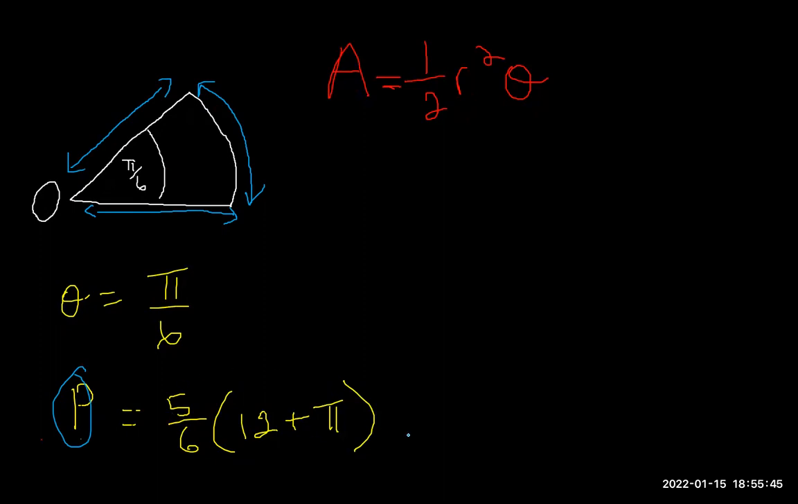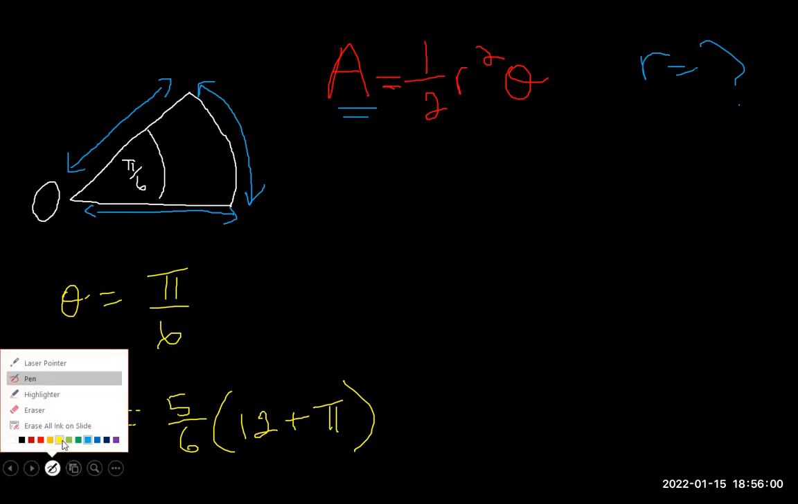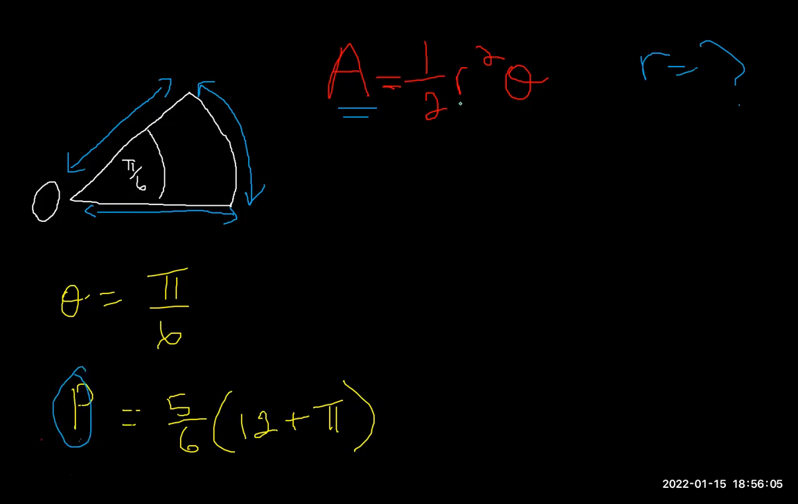We don't want to find the perimeter. We're interested in finding the area. But we can't find the area because we don't have a value for r. We need to find our value for r. That's the only way we'll be able to find the area of the sector. So how exactly do we go about finding this value? Well, I know that my perimeter is 5 on 6 by 12 plus pi.